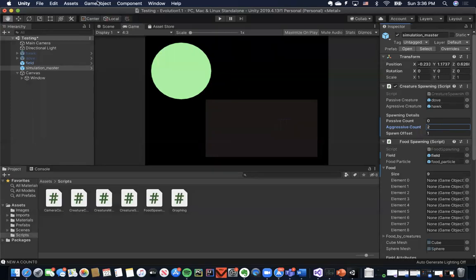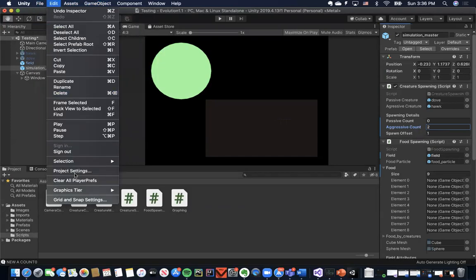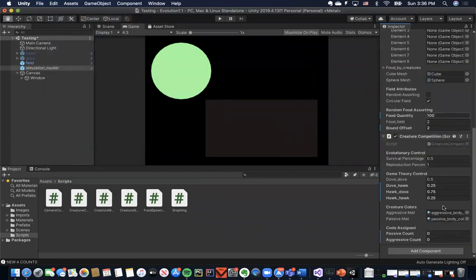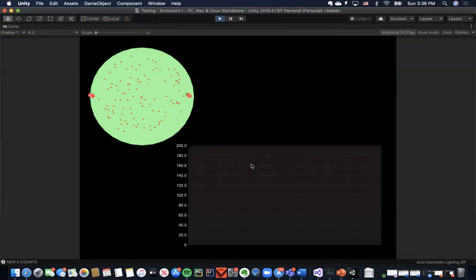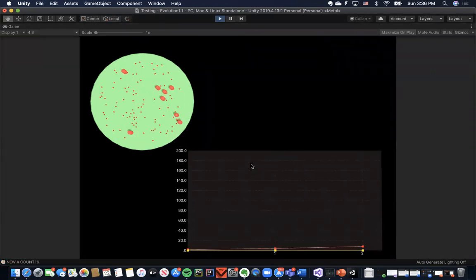So in this case, we're switching our starting orientation. I'm going to reset the scene one more time by clearing it. And for now, we're going to keep the same game theory percentages. The nice thing about doing it this way is you don't have to change it every time because they're all saved, and we have the same food quantity. So now let's play it out and see what happens. We see that in the beginning, you'd expect something really similar.